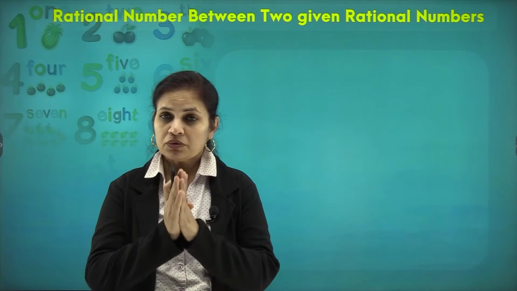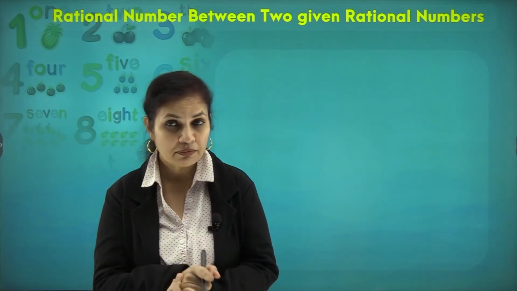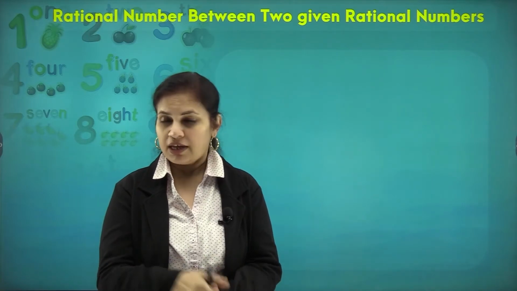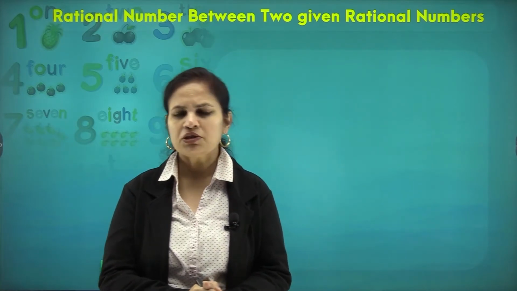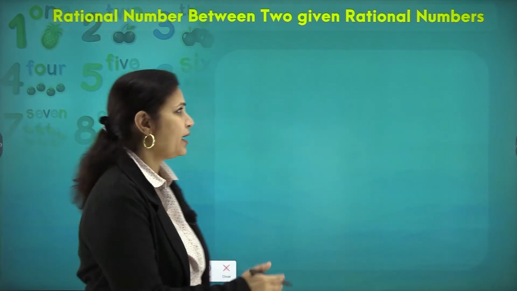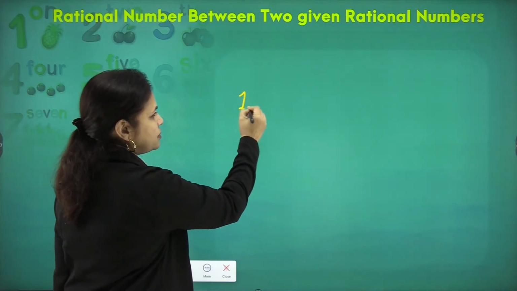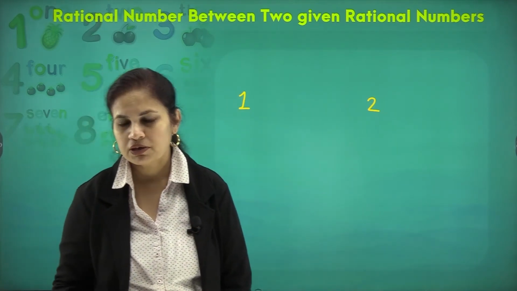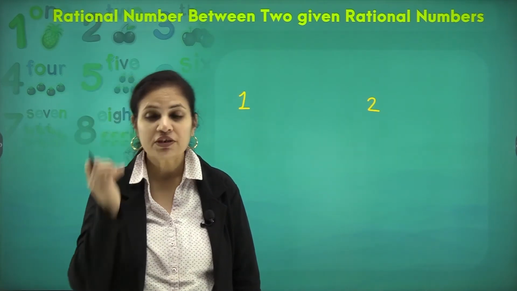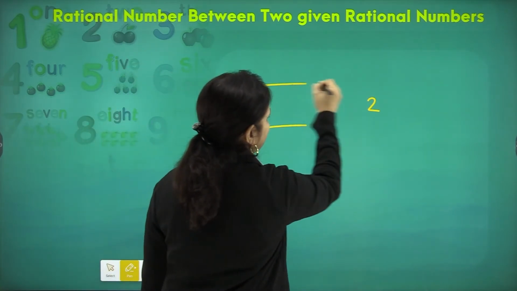As I told you, on a number line we can represent an infinite number of rational numbers. If I ask you a question, how many rational numbers can you fit between two rational numbers 1 and 2? If I give you two rational numbers 1 and 2, how many rational numbers can you fit on the number line?